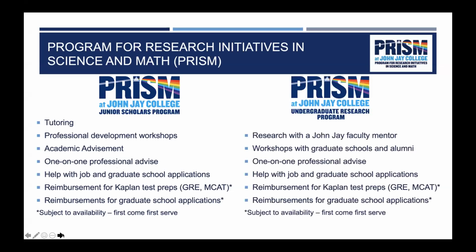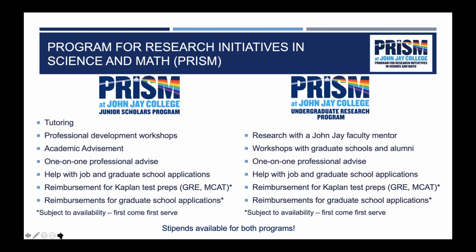Then we have the Undergraduate Research Program, which is the program that we've been alluding to throughout this entire presentation when Dr. Cheng was talking and now. This is the opportunity for you to do research with a faculty mentor at John Jay. There are workshops with graduate schools and alumni that will help you decide if you want to go to graduate school, and if so, what you would want to do. You have one-on-one professional advice, help with job and graduate school applications, and just like the Junior Scholars, the reimbursements. Because the Undergraduate Research Program is a little bit more involved, you get $1,200 a semester to do research.